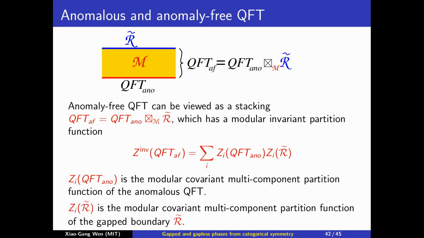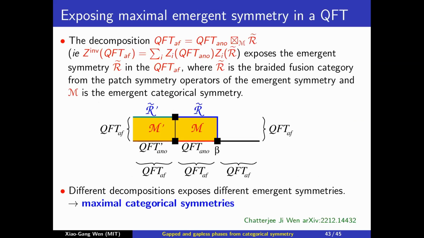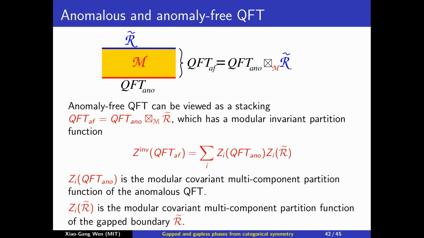Yeah, so we already covered this part, and this part really tries to say that when you consider the boundary of a topological order, we're really talking about anomalous QFT. But when you consider an anomaly-free quantum field theory, it can be viewed as a QFT with a symmetry stacked with another gapped boundary. So this may be a general picture for anomaly-free quantum field theory.